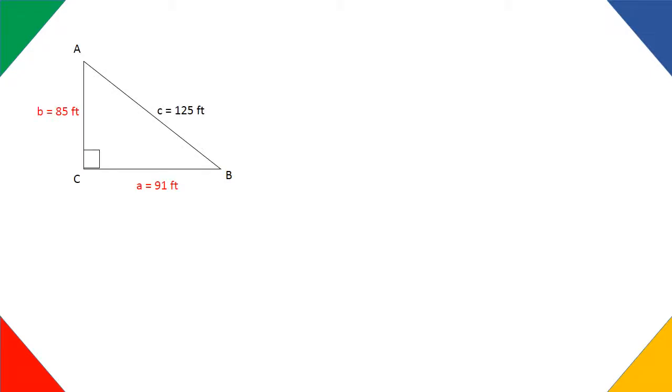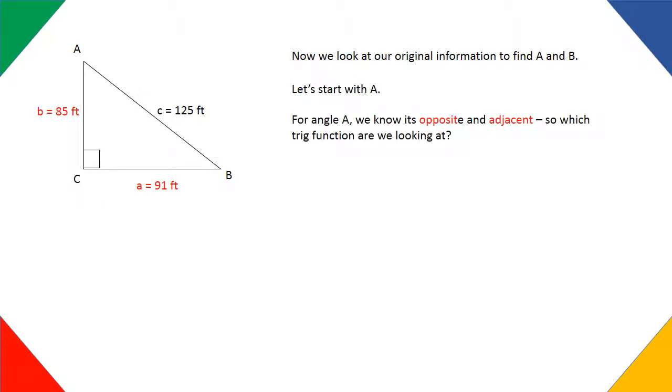So here's our triangle with our added information. We want to look at our original information to find the measures of angle A and B. So let's start with A. For angle A, we know its opposite and its adjacent, which means we're going to be looking at tangent.